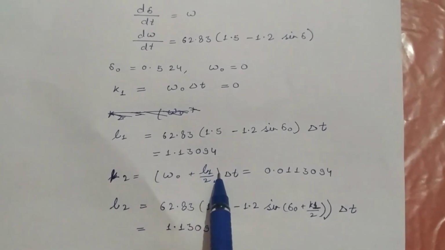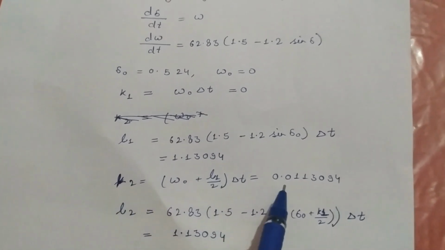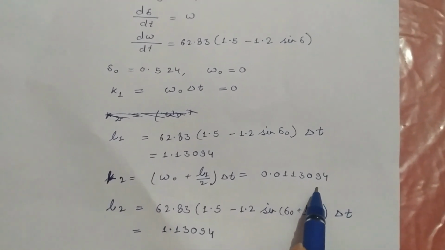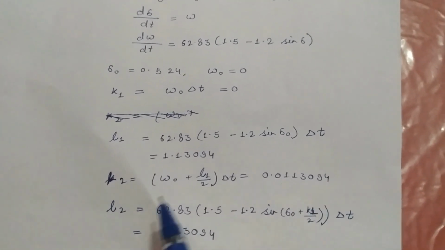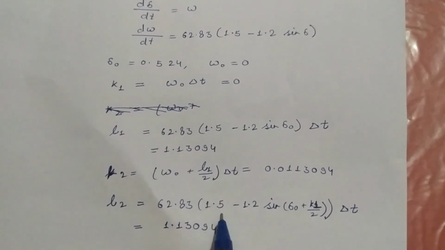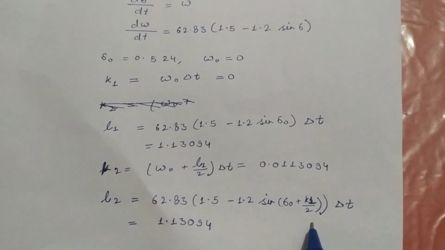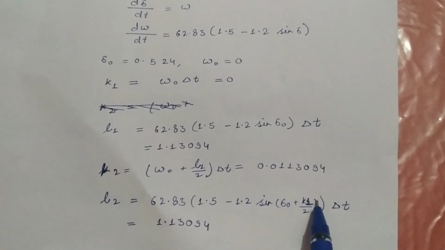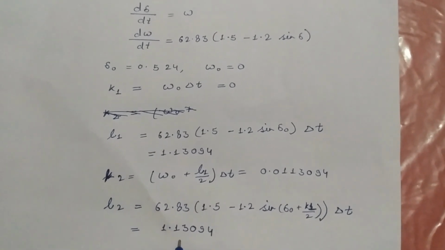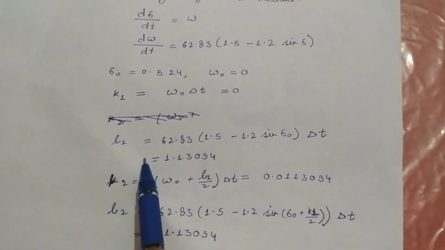As we have calculated the value of L1 in the previous step, we can calculate K2 and it comes out to be 0.0113094. Similarly, we can calculate L2, which is equal to 62.83 into 1.5 minus 1.2 sine of delta naught plus K1 by 2, into del T, and we have already calculated the value of K1, so we put the values, we get L2 is equal to 1.13094, which is also again equal to L1.